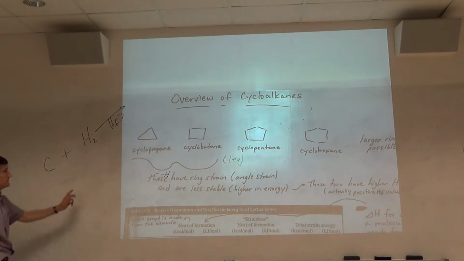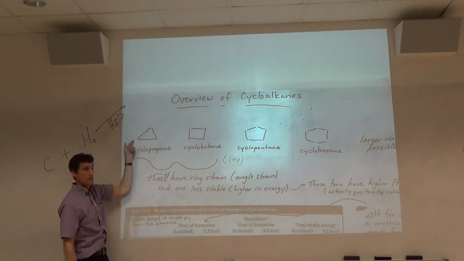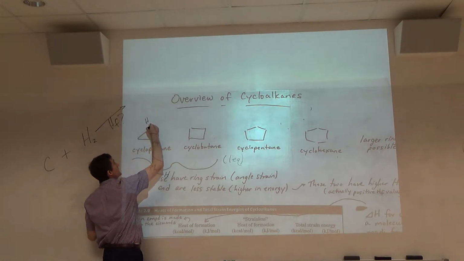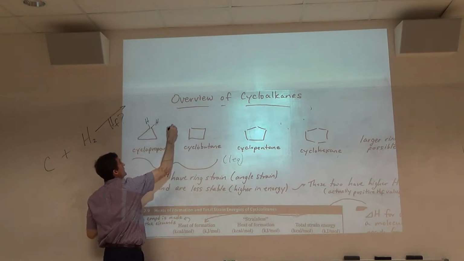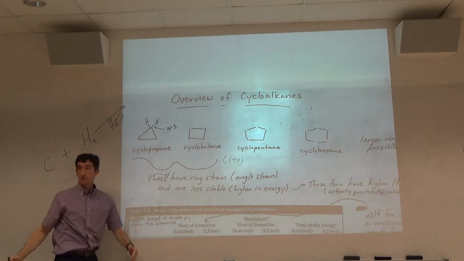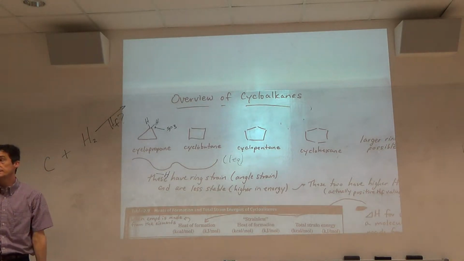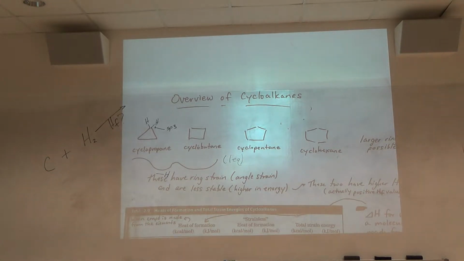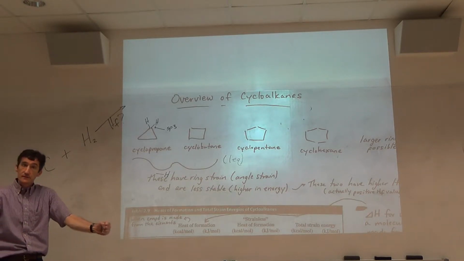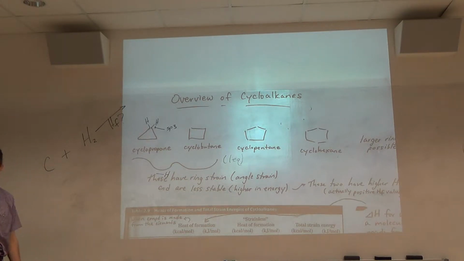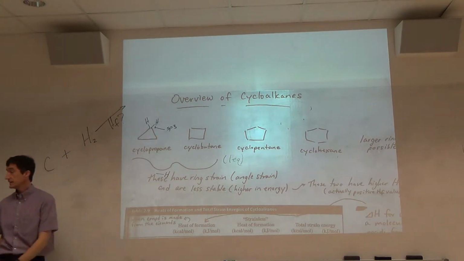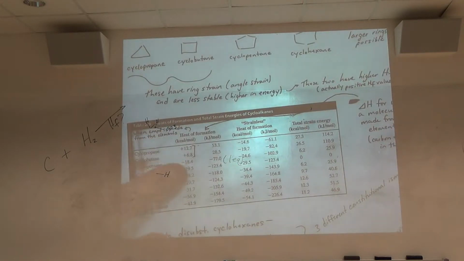But this carbon wants to be what bond angle? There are two H's there, right? See, it wants to be 109.5, but because it's in this ring, it has to be 60. So something's got to give. It's not liking that. Ring angle strain causes the molecule to be high energy. And basically, when you make it, you have to put in energy so this strained ring can be formed. We see that in the heat of formation.